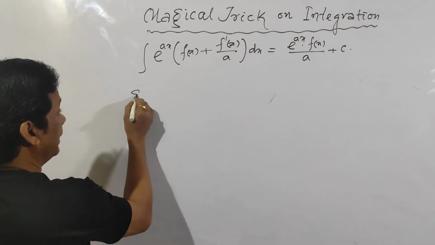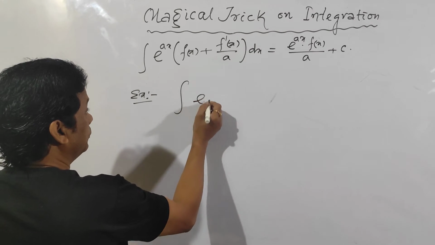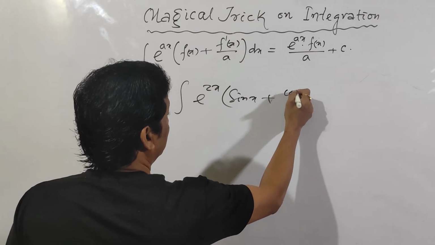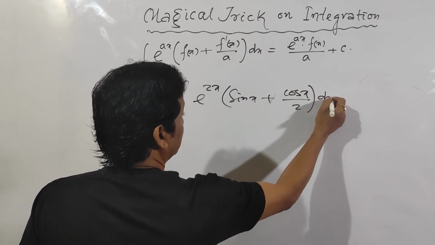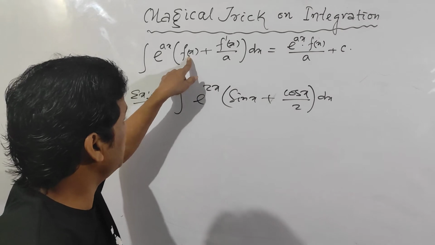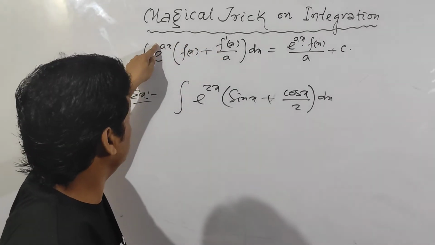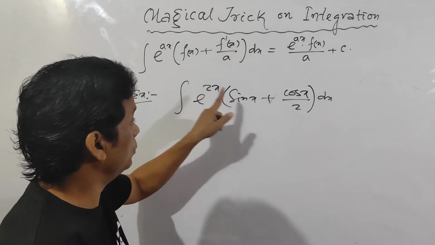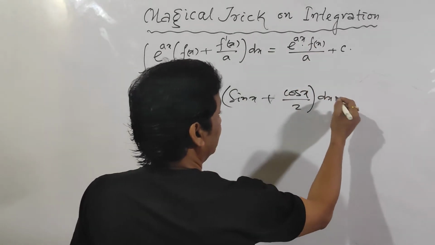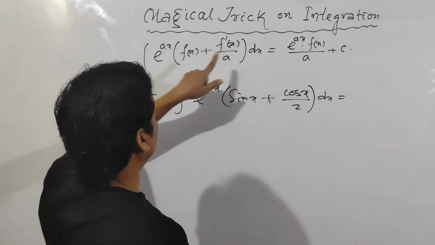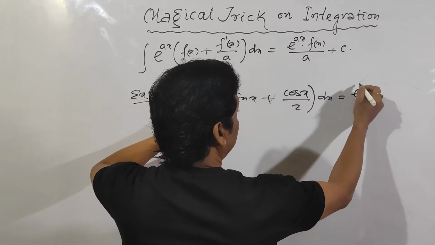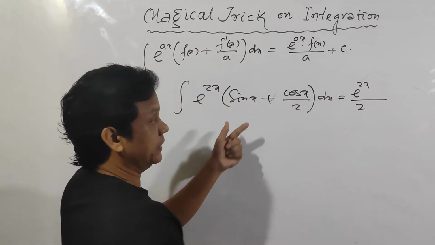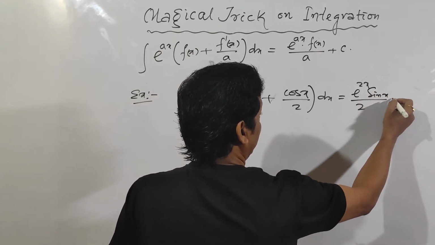Using this formula, I am giving you an example. Integration of e to the power 2x into sin x plus cos x by 2 into dx. See here, the derivative of this function should be here, and the coefficient of x should be divided here. Derivative of sin x is cos x, and here it is 2, so 2 is divided. So what will be the answer? That means e to the power 2x by 2, and here f of x is sin x, so answer is e to the 2x by 2 into sin x plus c.